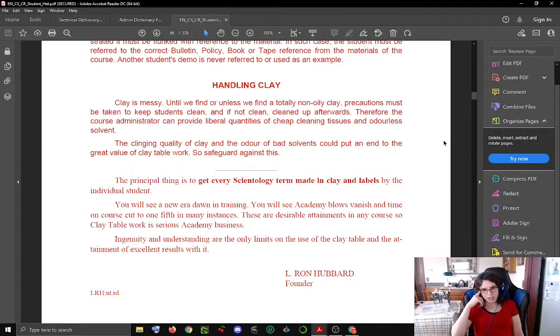The principal thing is to get every Scientology term made in clay and labels by the individual student. You will see a new era dawn in training. You will see academy blows vanish and time on course cut to 1/5 in many instances. That's quite the difference.